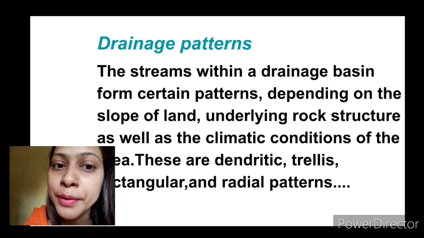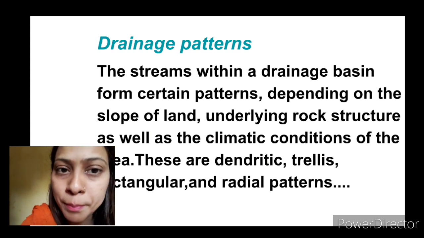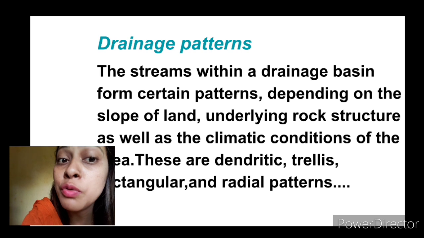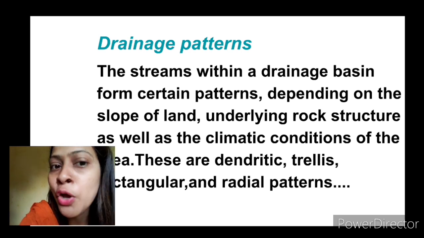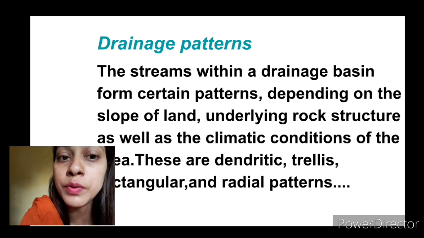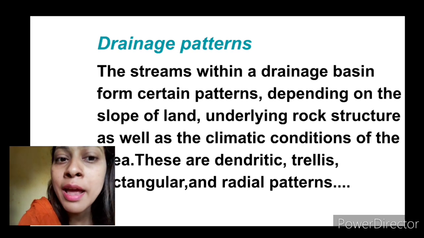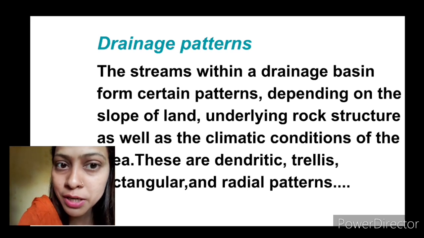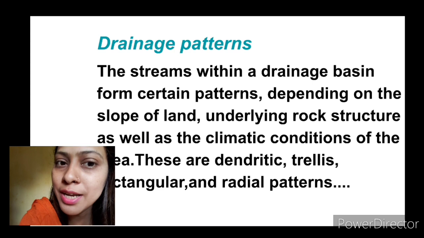Peninsular rivers, most of them originate in the Western Ghats and they flow towards the Bay of Bengal, but there are some which flow to the Arabian Sea like Narmada and Tapi. So these are some of the points which we discussed in our previous period, and I told you that in today's period we are going to learn about drainage pattern.